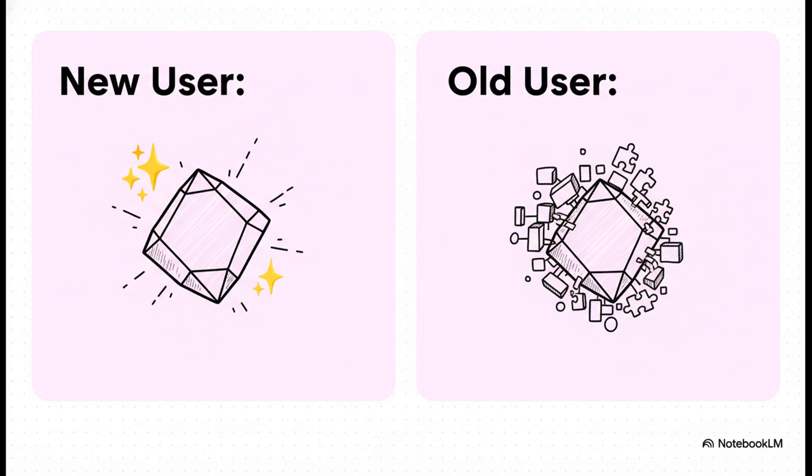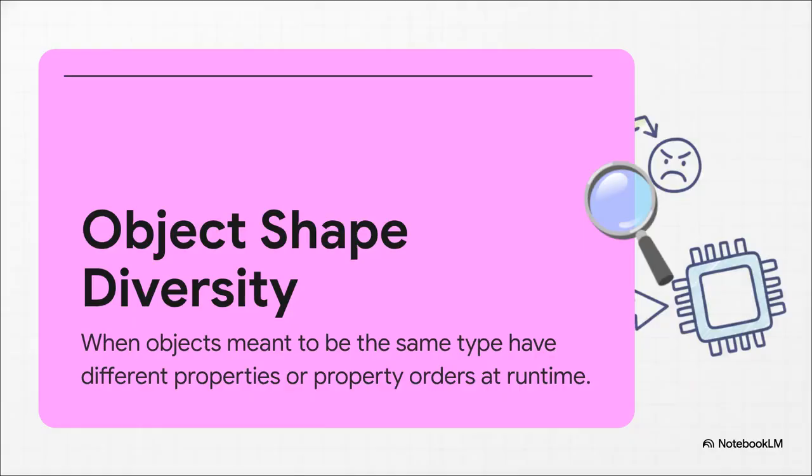On the left, you've got a new user object. It's clean, simple, consistent. But on the right, that's an older one. See, over the course of a year, as the team added new features, it just grew and grew, accumulating all these optional fields like verification badges and premium status. Each new feature created a slightly different object structure, and this whole phenomenon actually has a name. It's called object shape diversity.